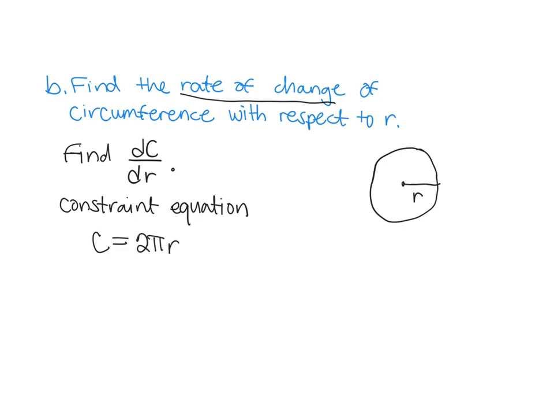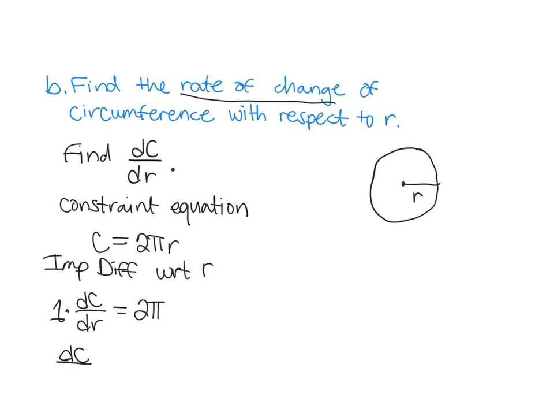Now let's take the derivative. We'll do some implicit differentiation. Take the derivative on both sides with respect to r. So on the left hand side we have dC/dr, because the derivative of C is 1. And then the derivative of 2 pi r, r is the variable, so our coefficient is 2 pi, and then we just have times 1. So therefore the rate of change of the circumference with respect to the radius is 2 pi.